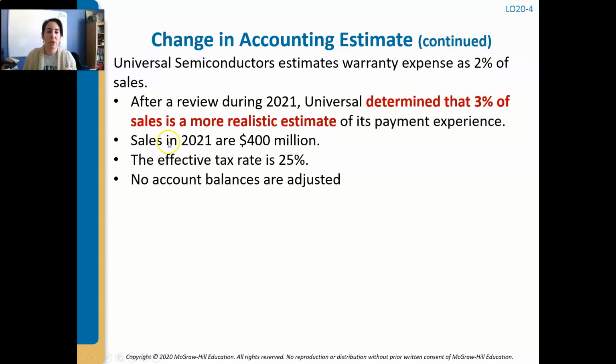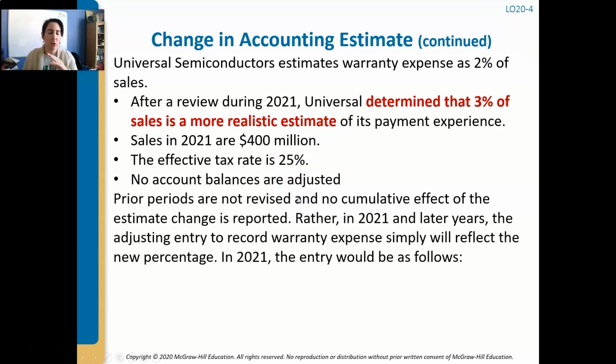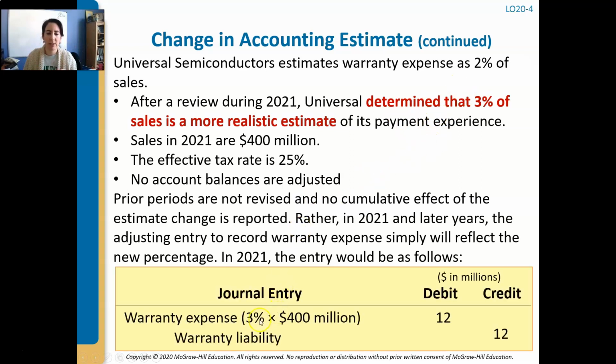Okay, so sales, and this is right, the contingent liabilities. Yeah, sales in 2021 are 400 million. The effective tax rate is 25%, and so on. So we don't go back and fix any of the previous years. We go from now forward that we're going to go 3%. So the journal entry is simply debit warranty expense for the new amount, credit warranty liability.